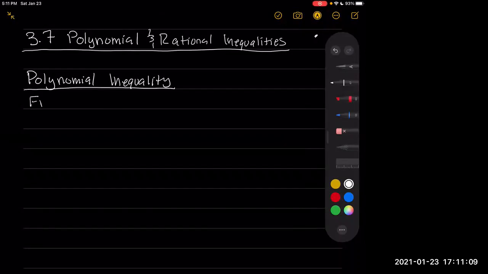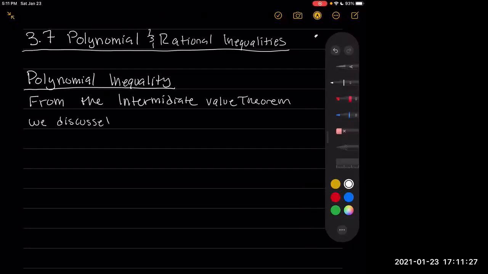So from the intermediate value theorem we discussed earlier, we know that polynomials do not change signs between neighboring zeros.